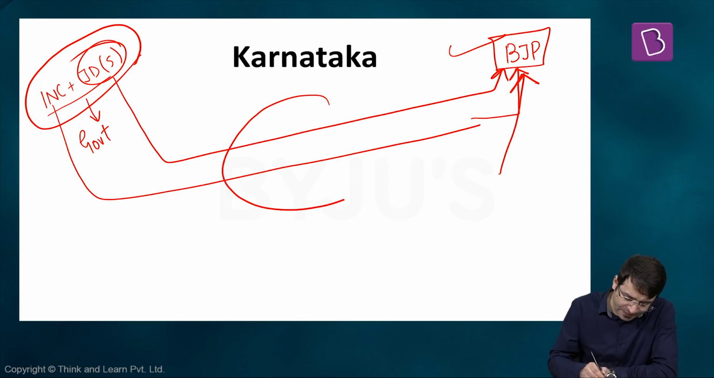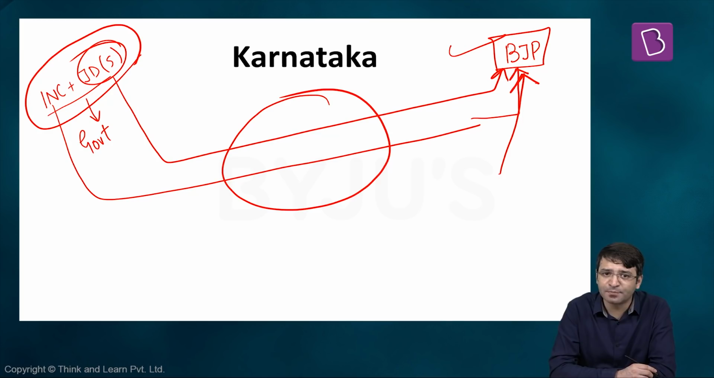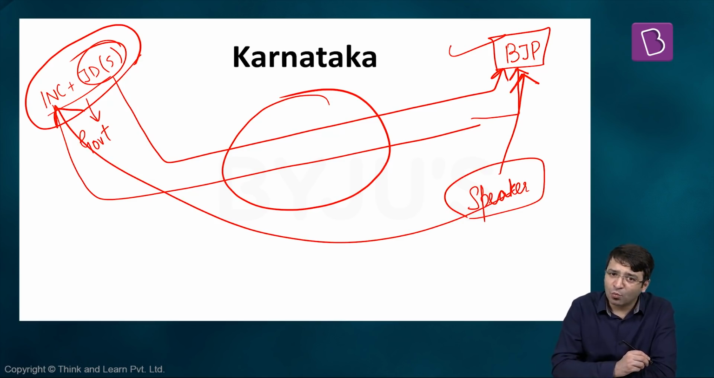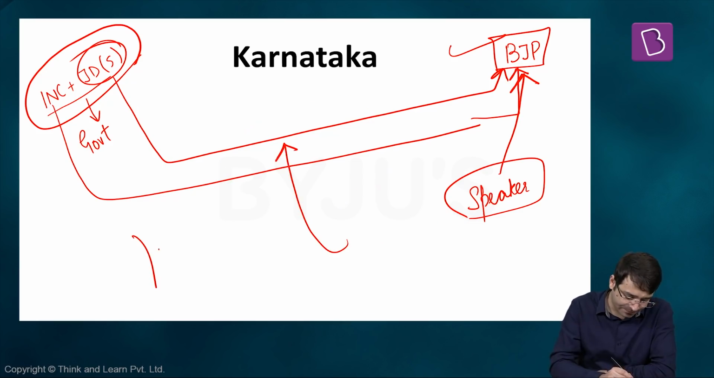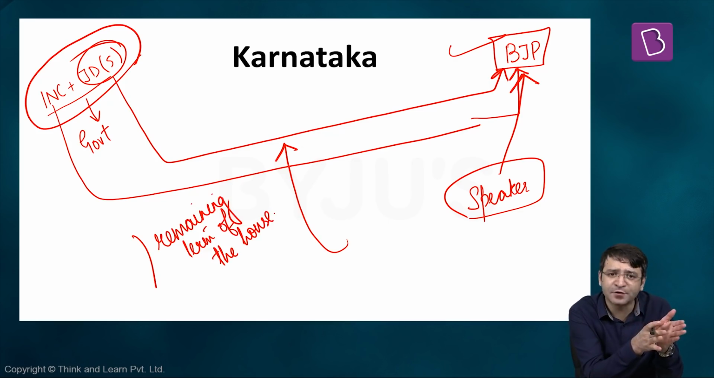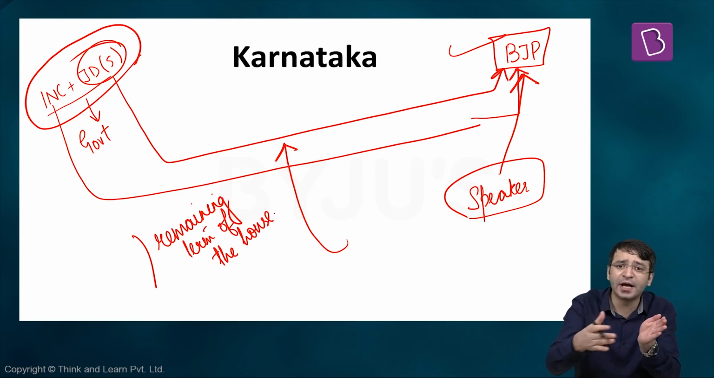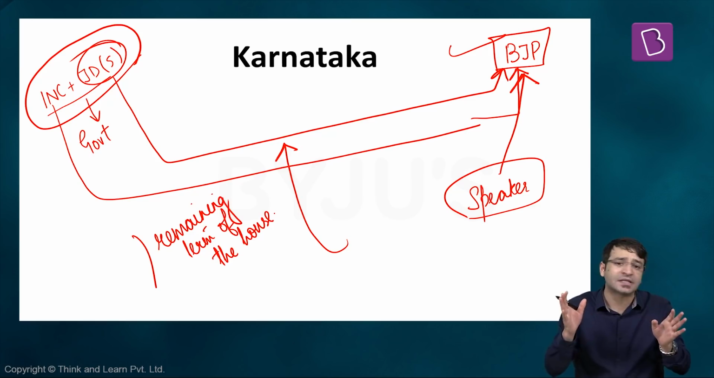When the government fell, BJP was in a position to form the government. And what happened to these MLAs who voluntarily resigned from their political parties? The Speaker of the Karnataka Legislative Assembly, who was then a member of the Congress, disqualified all these defectors for the remaining term of the House. That means there were still 3.5 years left for the election. These 17 MLAs who voluntarily resigned from their political parties, I'm going to disqualify them for the remaining term of the House. That means for 3.5 years, they cannot enter the Legislative Assembly.